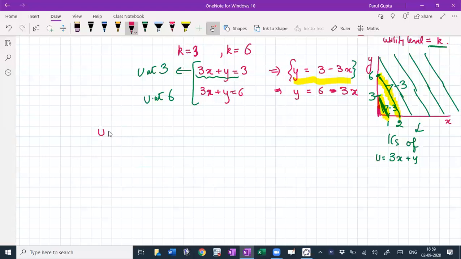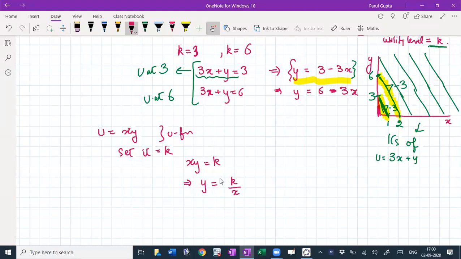So let's take another utility function. Let's just take xy. U equals xy. This is right now a utility function. If I want indifference curves from this, I'm going to set it equal to k. So that gives me xy equals k. Rewriting it so that I put y on one side and x on the other, I get y equals k by x.